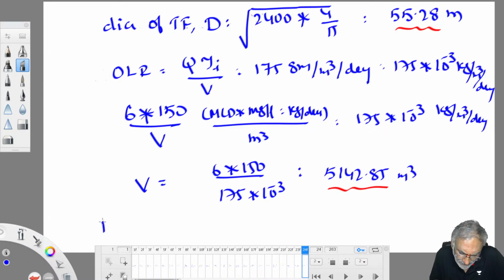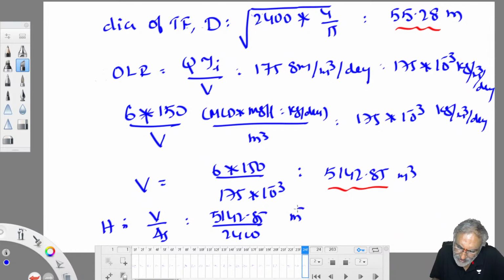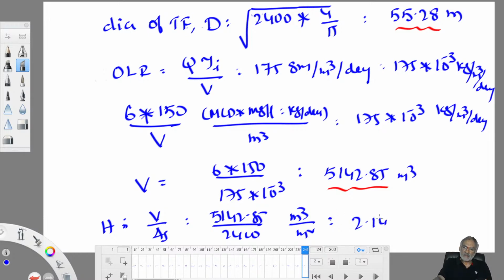Then depth of trickling filter is equal to volume by surface area. So volume is 5142.85, surface area is 2400 meters square. Meter cube by meter square, you will get depth in meters. By 2400 if you take, it is 2.14 meters. So diameter and depth we worked out. That's what is called design.